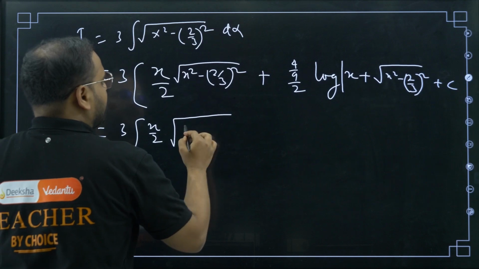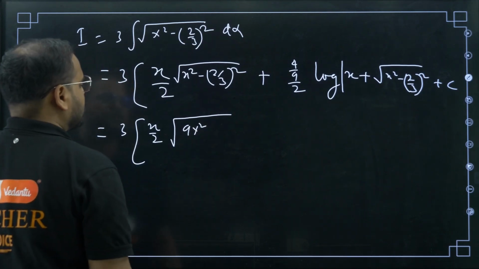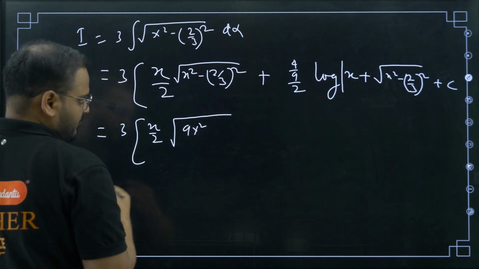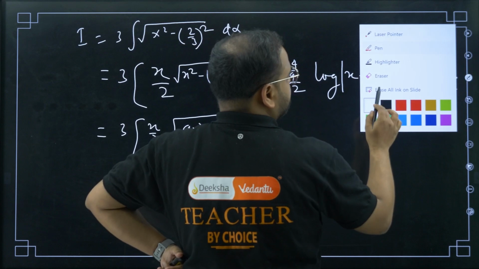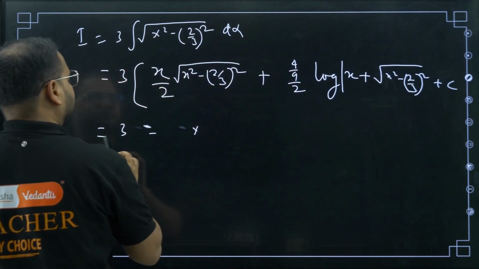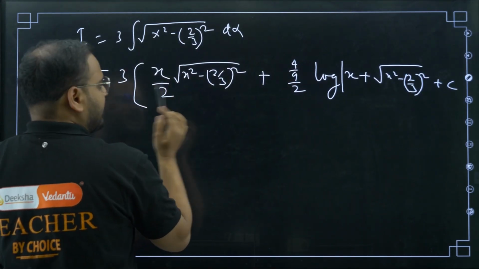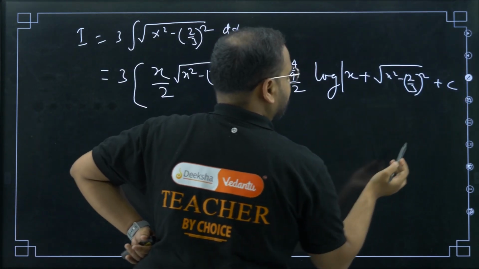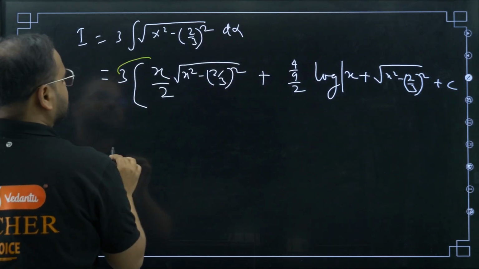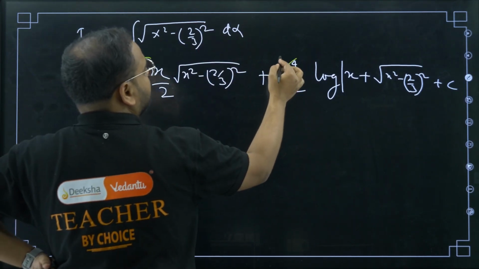I'm going to write this as 9x square. Or, not take LCM common. Just give me 1 second. I can take the 3 inside both the brackets. So this I can cancel first of all. This will be 2.